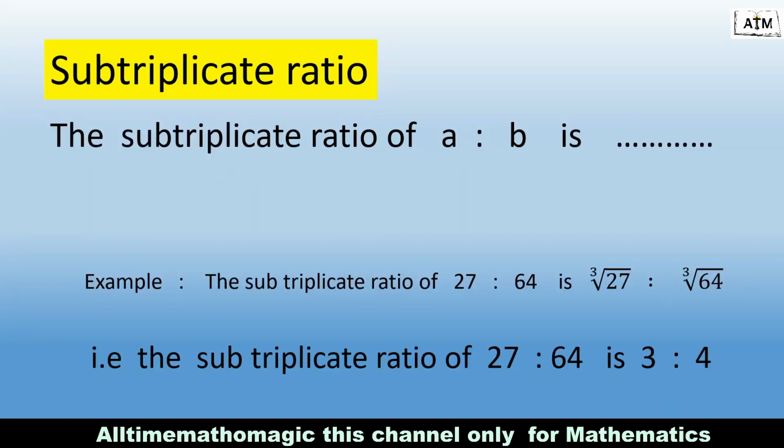And in the case of sub-triplicate ratio, we find the cube root. That is, the sub-triplicate ratio of a is to b is cube root of a is to cube root of b. Example, the sub-triplicate ratio of 27:64 is cube root of 27 is to cube root of 64. Thus, the sub-triplicate ratio of 27:64 equals 3:4.